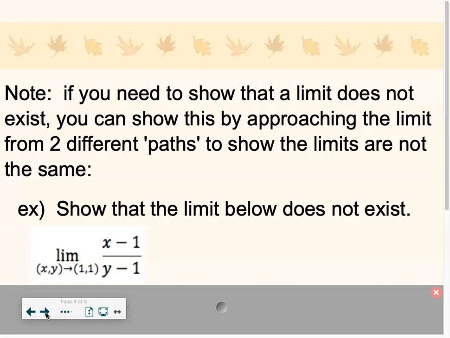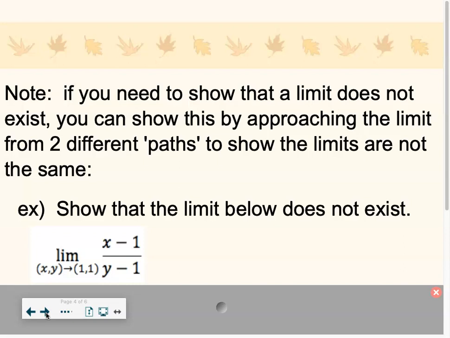This is the part that is tricky. If you need to show that a limit does not exist, you can show this by approaching the limit from two different paths and showing the limits are not the same. Now, do you remember back in the old days when we did limits, 0 over 0 meant the limit exists, keep going? Any other number over 0, the limit doesn't exist, you're just done. Same thing here. If you get something not 0 over 0, it still does not exist, you're done, because life is easy. But when you get 0 over 0, that is questionable.